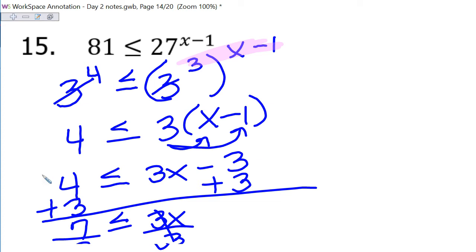Is that the common way to write my answer? Normally what should go first? X. So if I switch these, what else needs to switch? The symbol, instead of a less than or equal to, it needs to be a greater than or equal to. So notice the symbol pointed to the 7/3, so make sure you flip it so it still continues to point to the 7/3.